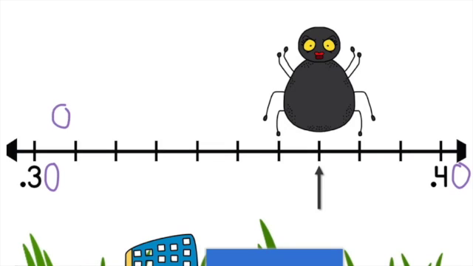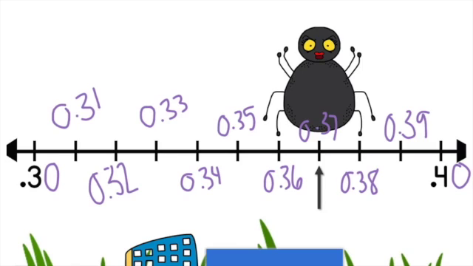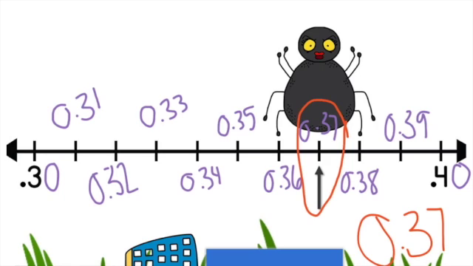So here would be 31 hundredths, 32 hundredths, and so on. So I'll go ahead and label my number line now. Alright, so now that I have my entire number line labeled, I see that the arrow is pointing at 37 hundredths, right? So my answer is 0 and 37 hundredths.